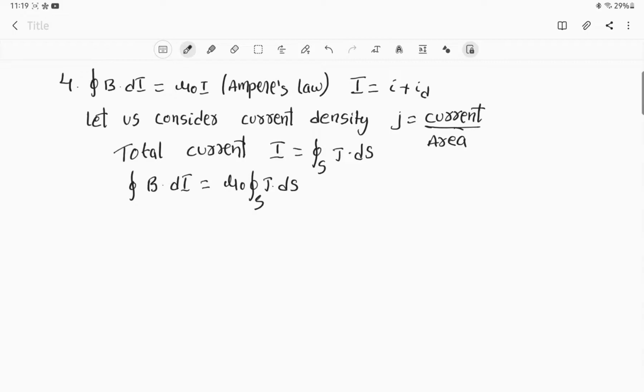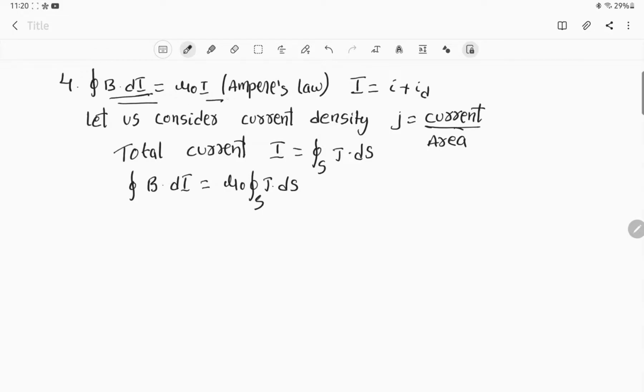We need to derive this fourth Maxwell equation. So let us consider the current density, which is given by current per unit area. So the total current can be evaluated: I equals the surface integral of J dot dS. This is the basic Ampere's law. Instead of capital I, I can rewrite it as the surface integral of J dot dS, and in the same way I have rewritten the integral of B dot dl.